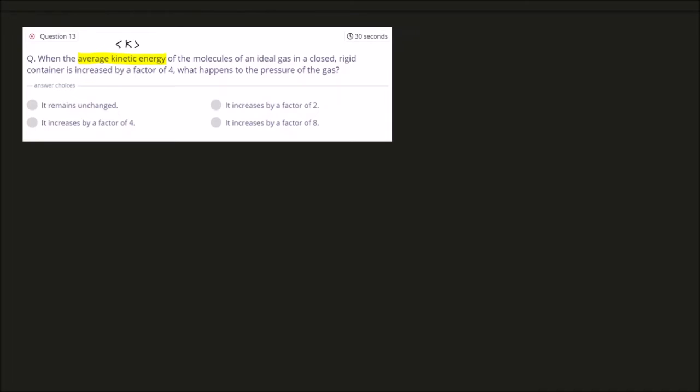If it's closed and it's rigid, closed means there's no particles going in and out, so your N is constant. So if they say it's rigid, then probably it means the V is constant. It means the wall of the container cannot move. So V is constant, N is constant. And it's increased by a factor of 4. So they say the new average kinetic energy is increased by 4 times the old average kinetic energy. Okay, so what happens to the pressure of the gas?